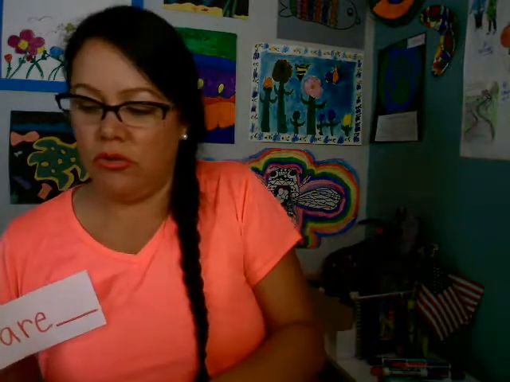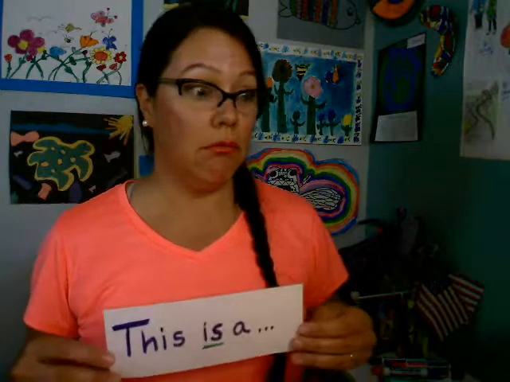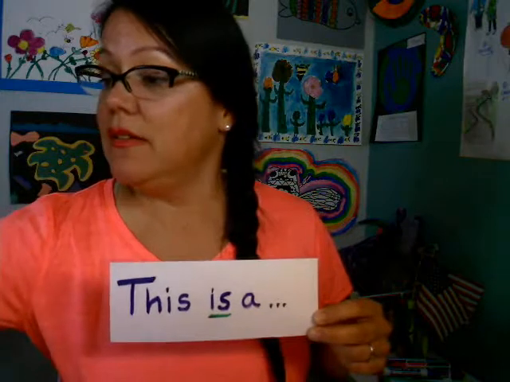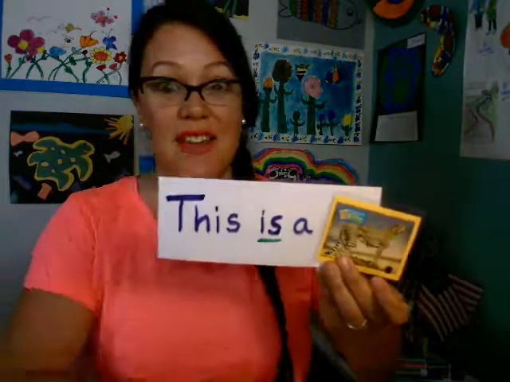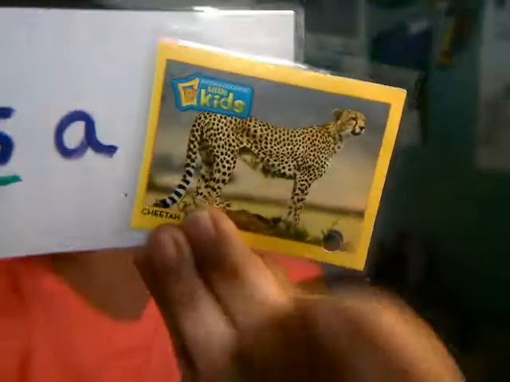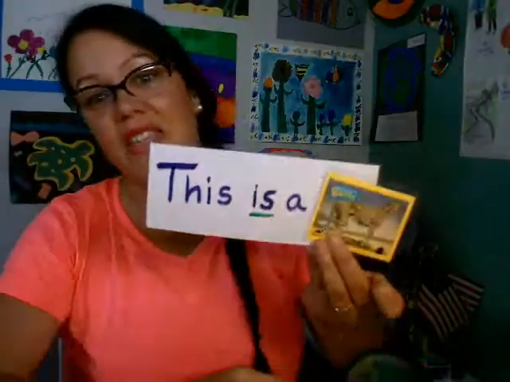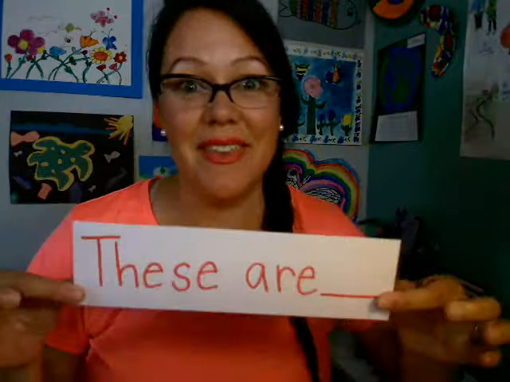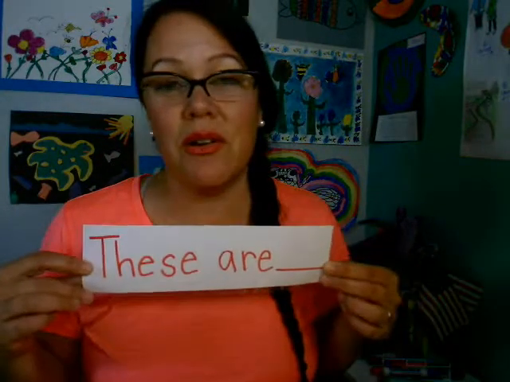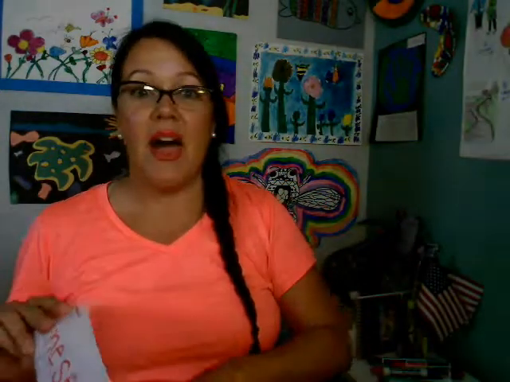So when they need to differentiate between how to use a sentence pattern from a singular object, like, I don't know, this is a cheetah, right? This is a cheetah. Magnifying glass. This is a cheetah versus, I don't know, these are zebras. These are zebras for plural objects. Anyway, my high frequency sentence patterns and words.